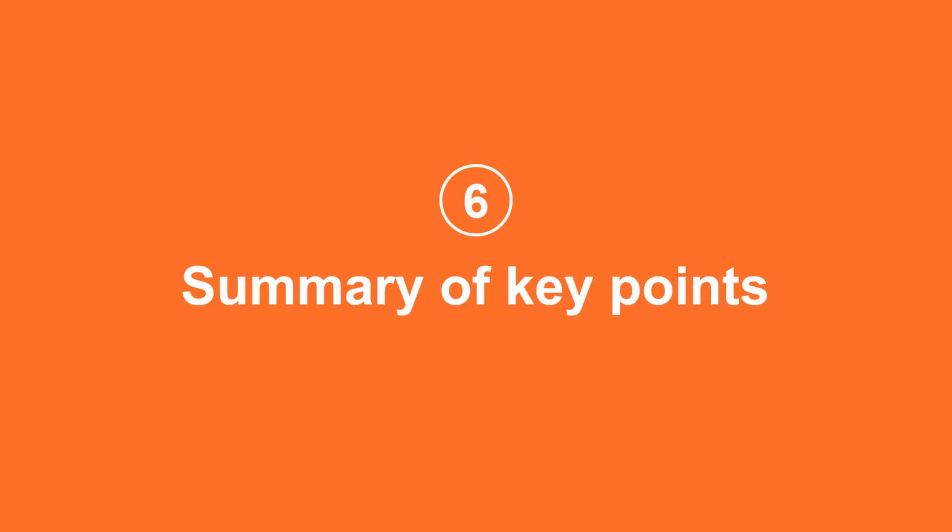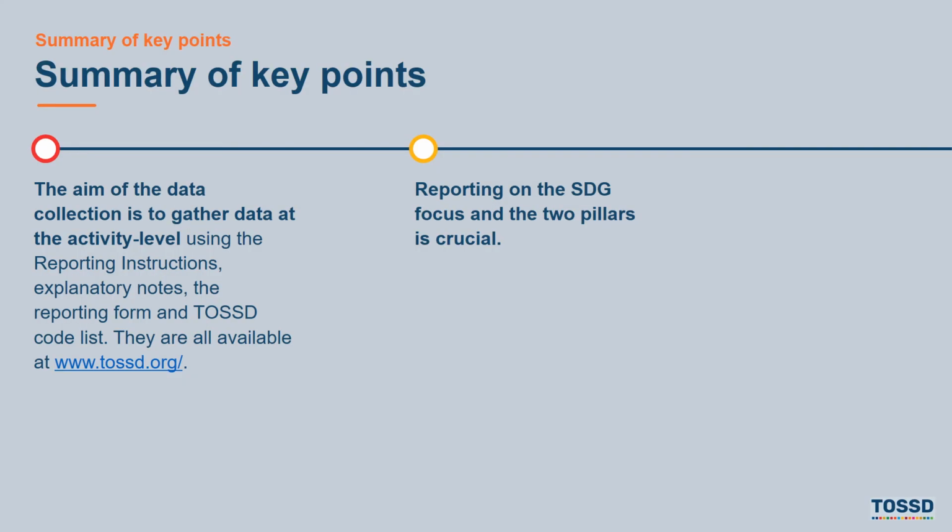What are the key points that should be kept in mind following this training? First, the aim of the data collection is to gather data at activity level using the reporting instructions, explanatory notes, the reporting form, and the TOSSD code list. All of these documents are available at tossd.org. Second, very importantly, the reporting on the SDG focus and the 2 pillars is crucial.